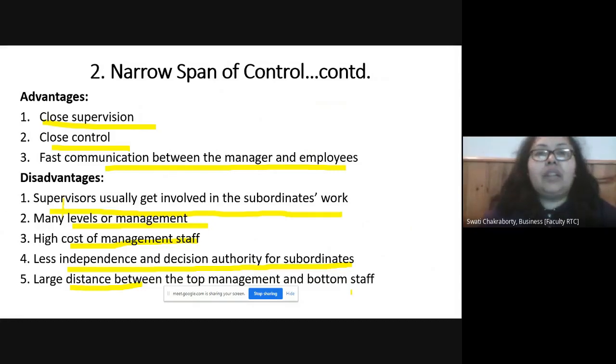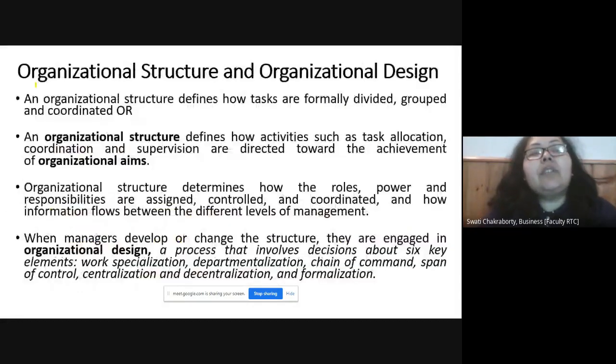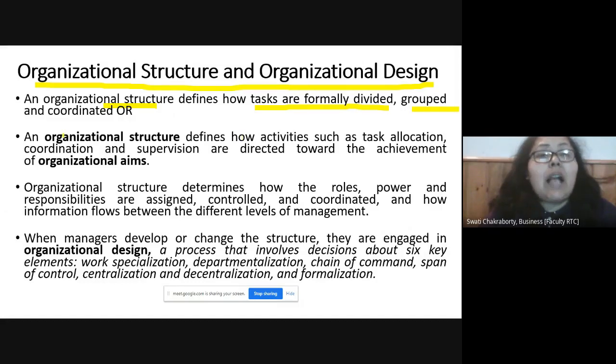Okay. Next topic that we have is organizational structure and organizational design. Now, what is organizational structure? It tells us how work is formally divided, grouped, and coordinated. So here we are talking about activities, that is, allocation of work, coordination, and supervision, and how they are being done in order to achieve the organizational aims, right?